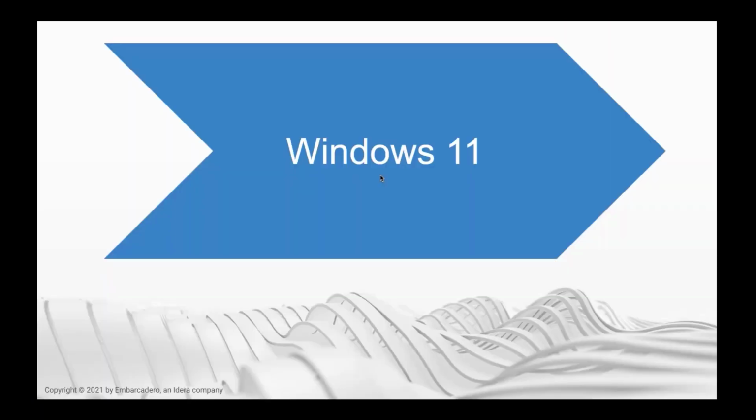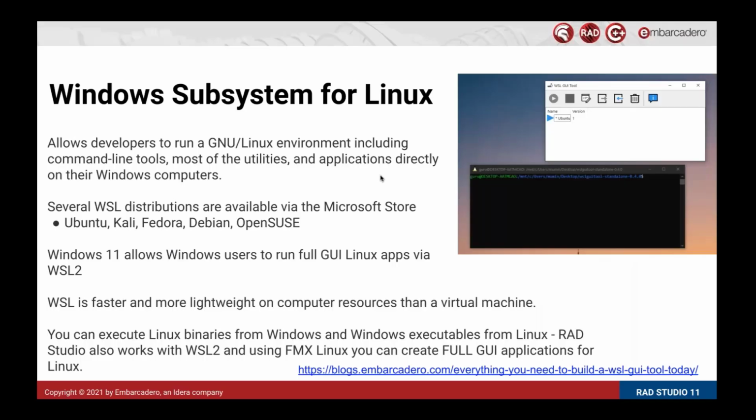Okay, so let's get into Windows 11 a little bit. And one of the key things I wanted to mention around Windows 11 was the introduction of the Windows Subsystem for Linux. What this allows developers to do is run the GNU Linux environment, and you can access it directly through the command line. You get access to the utilities in there, and you can run Linux very happily just in the background on Windows. There's a number of distributions being made available through WSL, from Ubuntu to Kali, to Fedora, Debian, OpenSUSE.